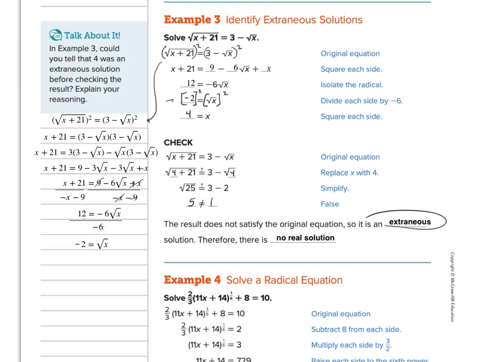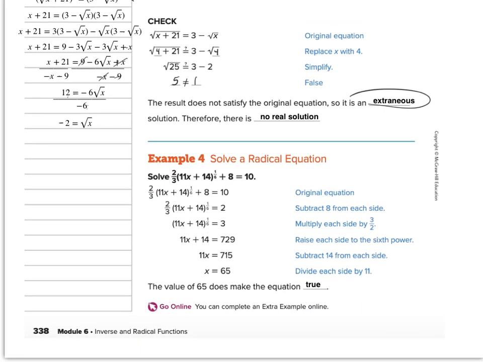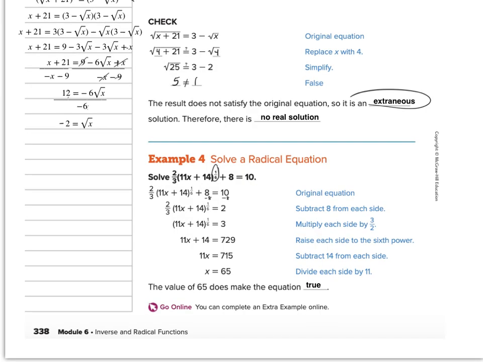So continuing on here, this radical equation is to the 1/6. So ultimately, when we get to that point, we're going to go ahead and raise everything to the 6th power. So first thing they did, again, isolating this, we want to subtract 8 from both sides. So that would give us 2, right? 10 minus 8 is 2. Then in order to get rid of this, I would want to multiply both sides by 3 over 2.